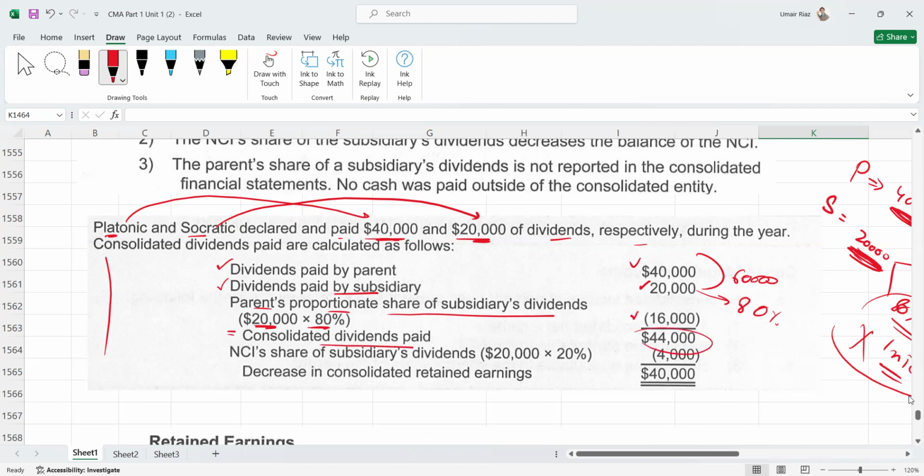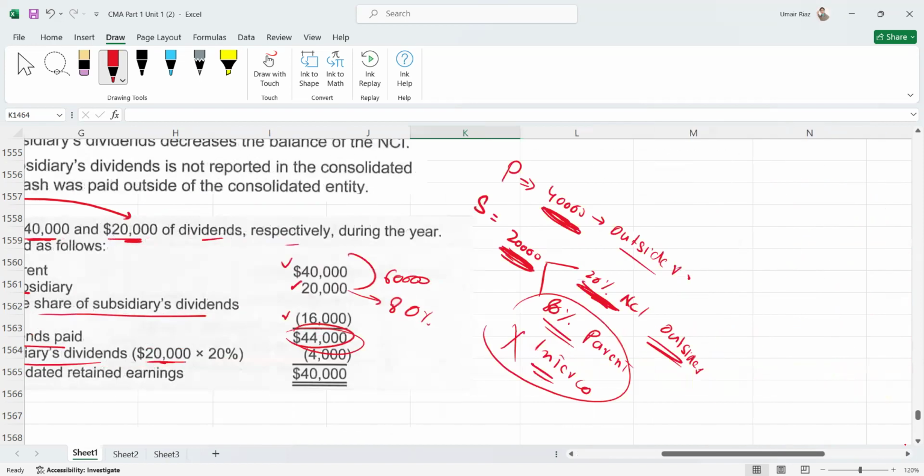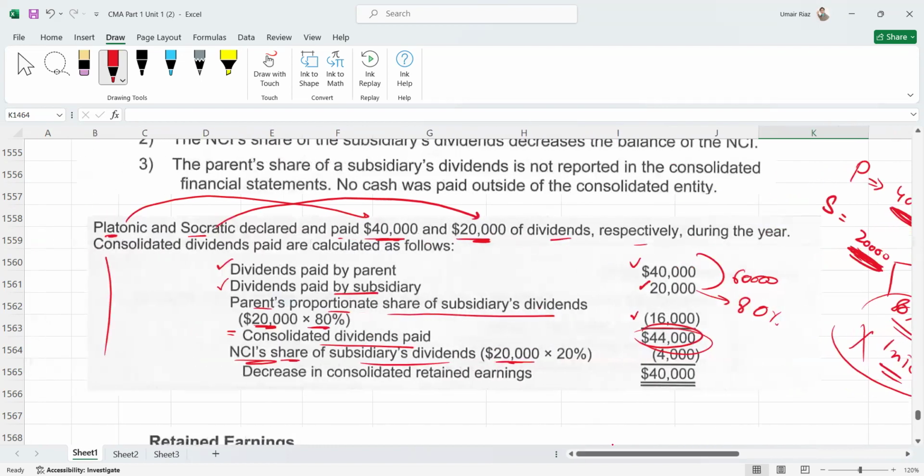Consolidated dividend is the total dividend which is paid to the outsider. But we know some share will go to NCI, non-controlling interest, because non-controlling interest is there in the subsidiary. So we have to calculate the NCI share of the subsidiary's dividend. How? You take the subsidiary's dividend, times 20%, which will go to NCI.